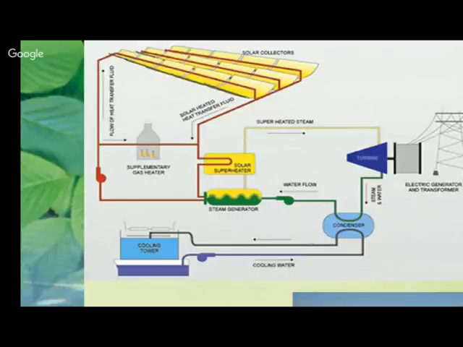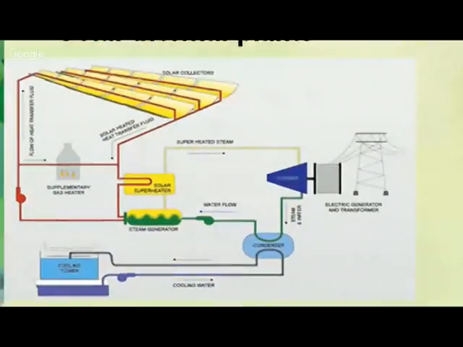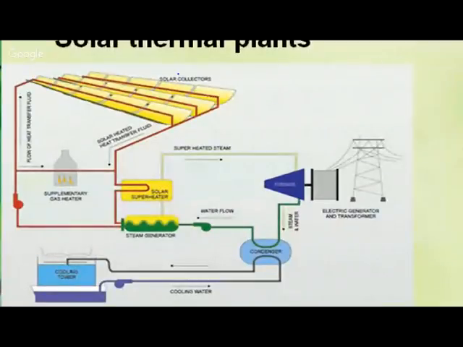Once again, here you can see a solar thermal power plant, and this fluid flows through the solar collectors. When sunlight falls on these collectors, the fluid flowing through these tubes gets heated up, and they exchange the heat in the solar superheater. Initially, water is coming, and this water is pumped through some pumps, and in the steam generator the cold water gets heated up and exchanges the heat, and this steam flows to the turbine.